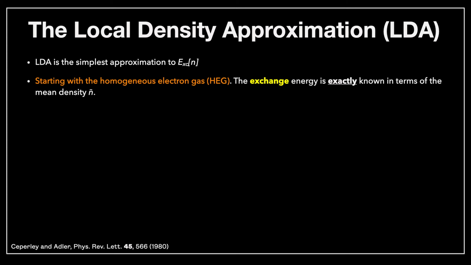Okay? And you may think, well, this first approximation is of historical interest, and probably we are doing much better now. But it turns out that LDA is still used today because it's actually, at first sight, surprisingly accurate. So what's very interesting about LDA, as we call it, local density approximation, is that we can calculate the exchange term for the homogeneous electron gas exactly.